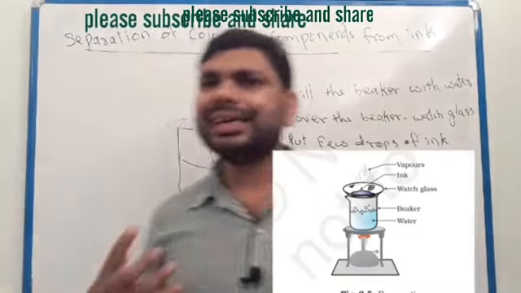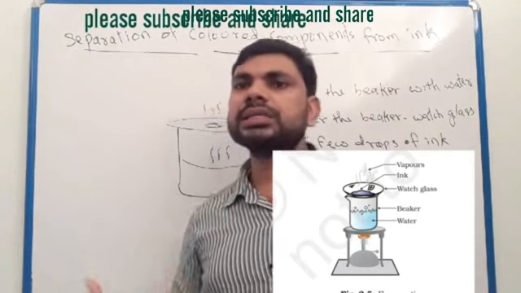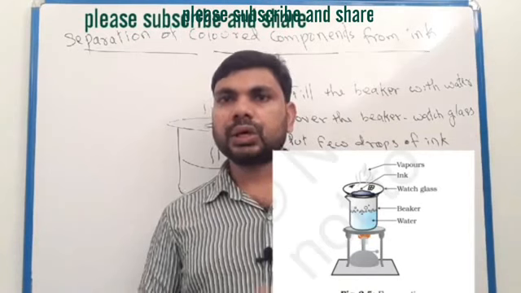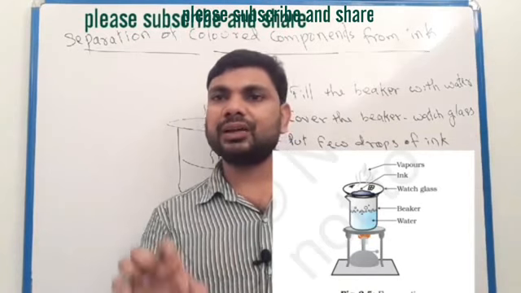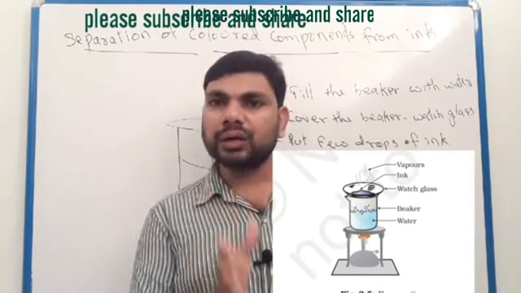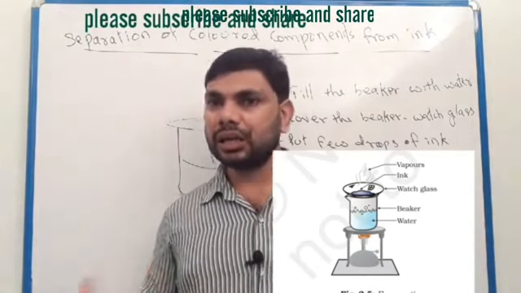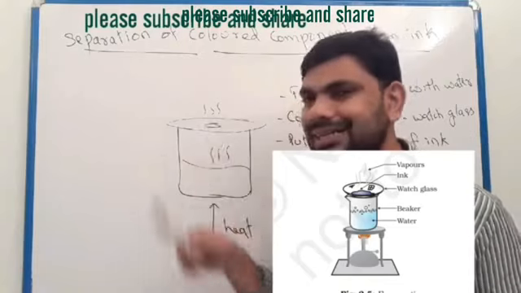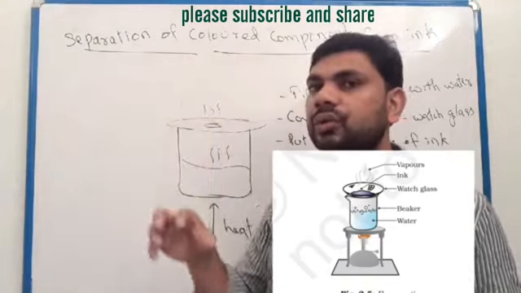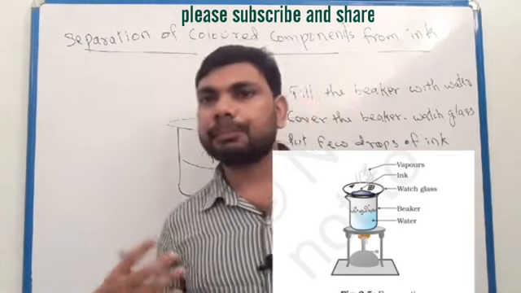So here ink is a mixture. Mixture means impure substance, as we discussed in the previous video. Elements and compounds, which contain only one type of substance, only one type of element or only one type of compound, are pure substances, but mixtures are impure substances. See here, ink contains different colored components, and something also evaporated. So it is a mixture, and this mixture we can separate by this method.